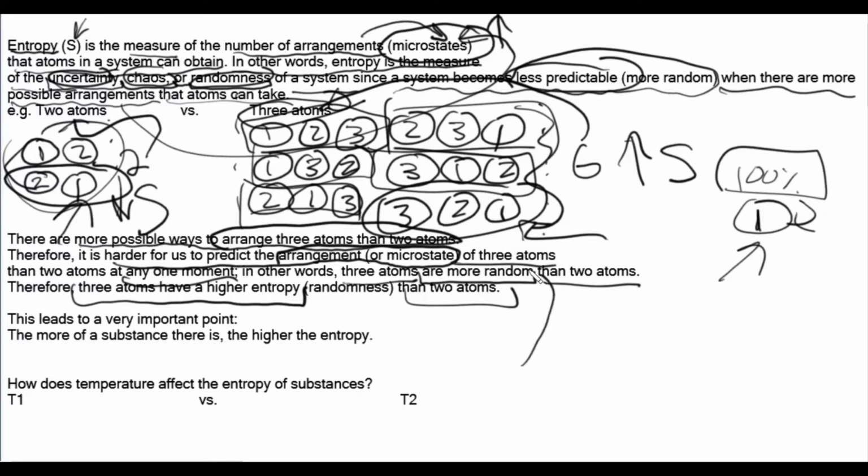Now, this is really oversimplified, but oversimplification allows us to understand things, and that's what we're going for. So this actually leads to a very important point. The more of a substance there is, the higher the entropy. So, since we have more substance here than here, this has a higher entropy. Now, there are many other factors.